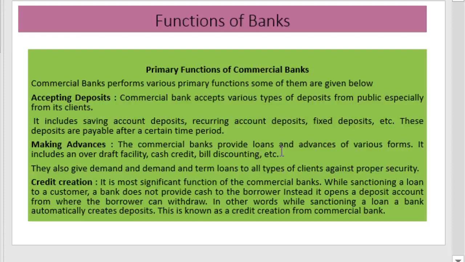Then from this function, banks undertake another important function, namely the credit creation process, and this is one of the peculiar features of commercial banks. While sanctioning a loan to a customer, the bank doesn't provide cash to the borrower. Instead, it opens a deposit account from where the borrower can withdraw. In other words, while sanctioning a loan, a bank automatically creates a deposit. This is known as the credit creation process by the bank. From this created deposit, which is known as derivative deposit, the banks create further loans. This is the credit creation process.